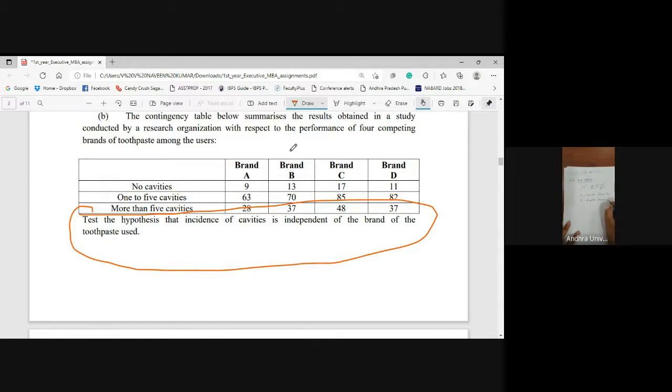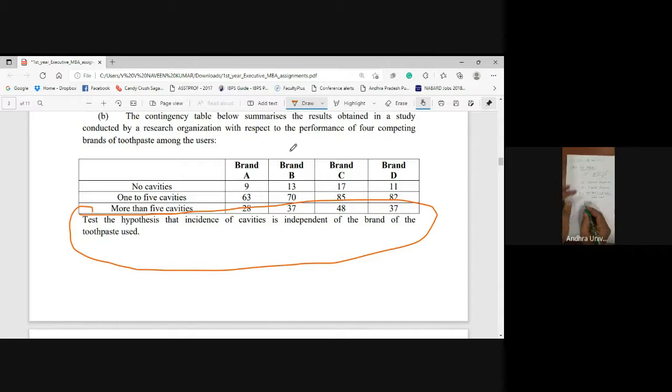So expected frequencies we need to calculate. Expected frequencies are calculated by E is equal to row total into column total divided by grand total. I will tell you how to find all this. So once you get expected frequencies, then we can move to this formula.